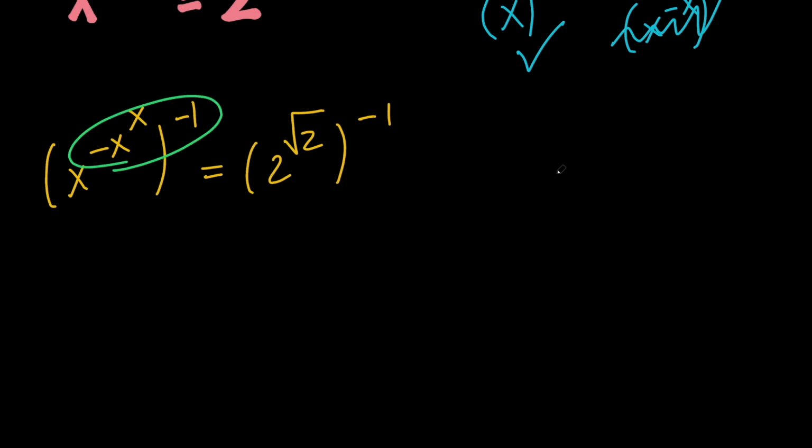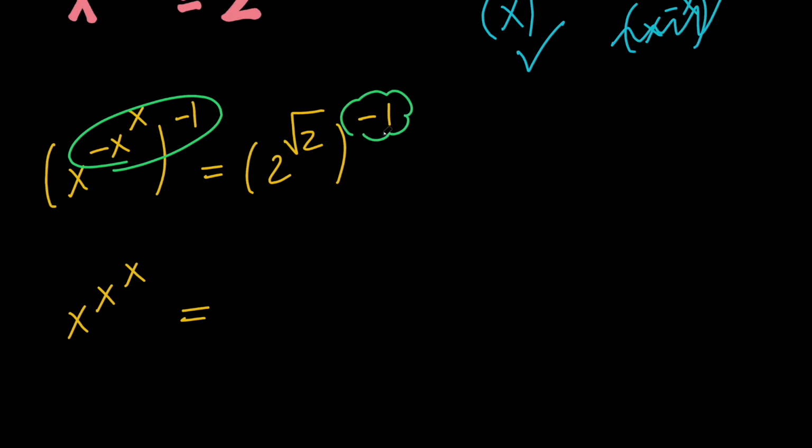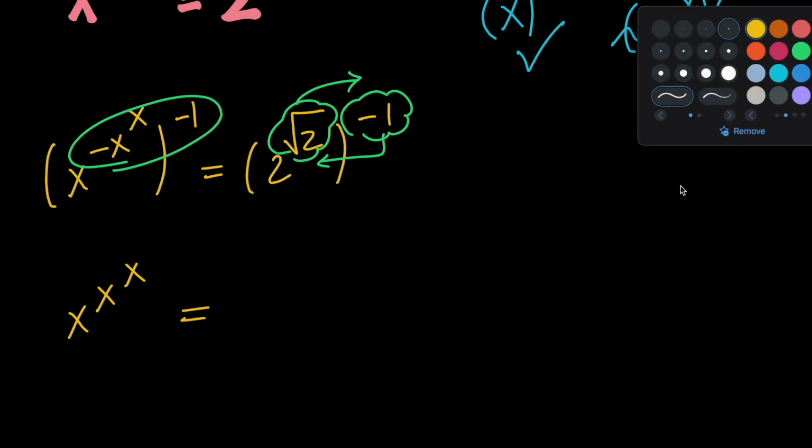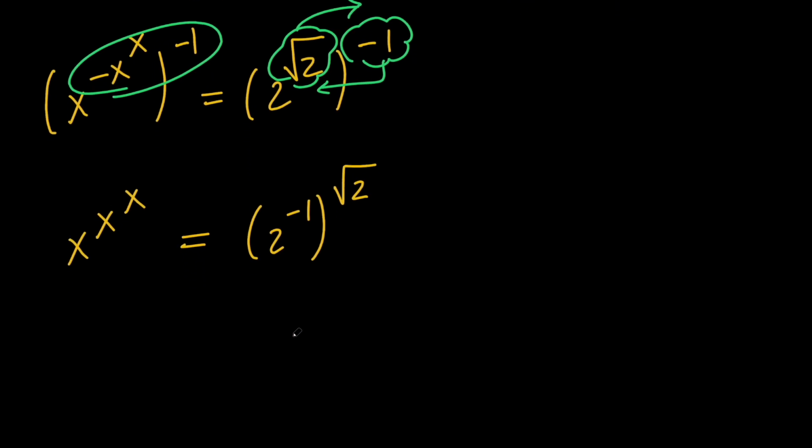So if you do that, we're going to get x to the power of x to the power of x. And on the right-hand side, we can take this power and bring it inside and take this one out. So we're going to have 2 to the power of negative 1 raised to the power of the square root of 2. 2 to the power of negative 1 is 1 over 2.